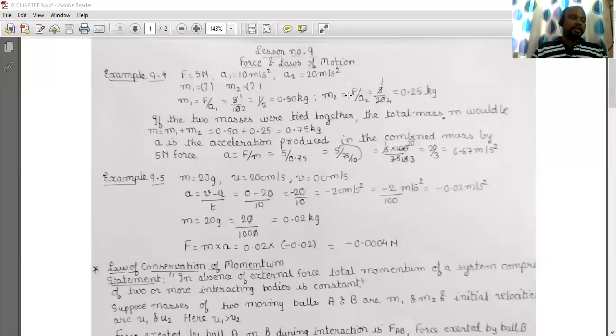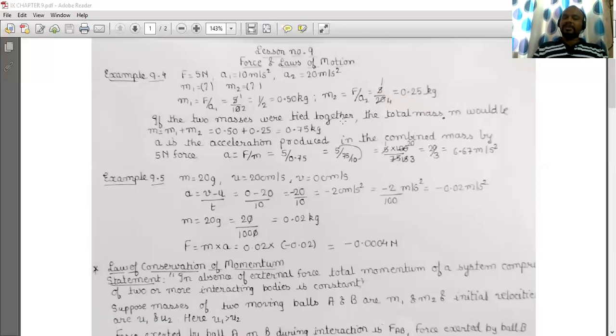One more time. In this question, you are given a force of 5 Newton gives a mass m1 an acceleration of 10 meter per second square, and a mass m2 an acceleration of 20 meter per second square. What acceleration would it give if both the masses were tied together? F is given 5 Newton, A1 is 10 meter per second square, A2 is 20 meter per second square. M1 you are required to find, M2 you are required to find. M1 equal to F upon A1, its reduced form gives us 0.50 kg. M2 equal to F upon A2, the reduced form gives us 1 by 4, that is 0.25 kg.